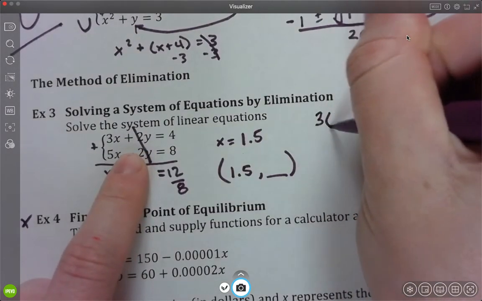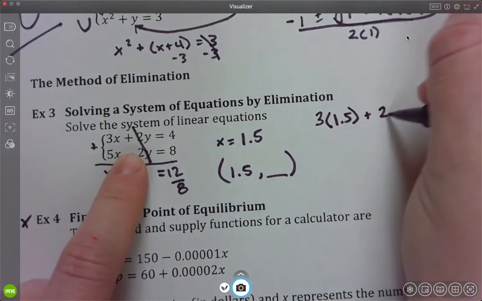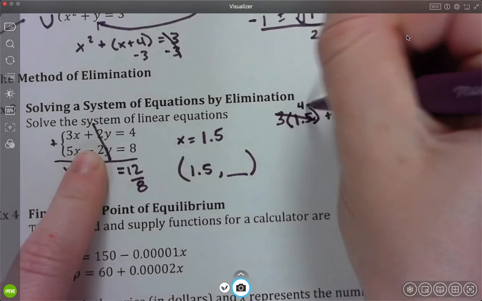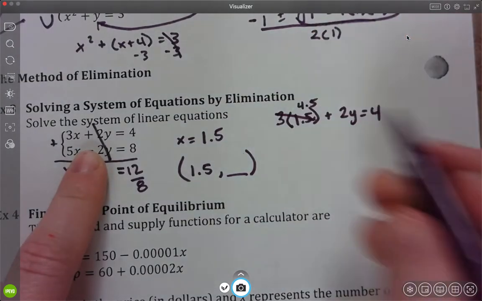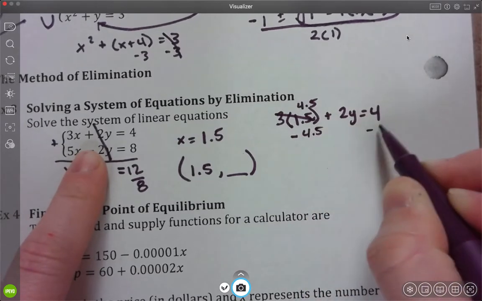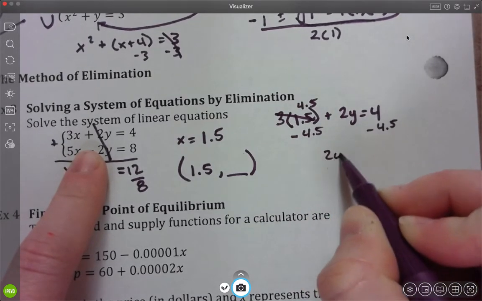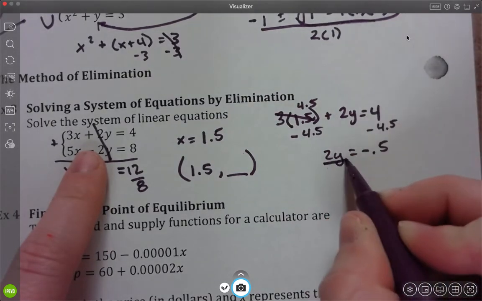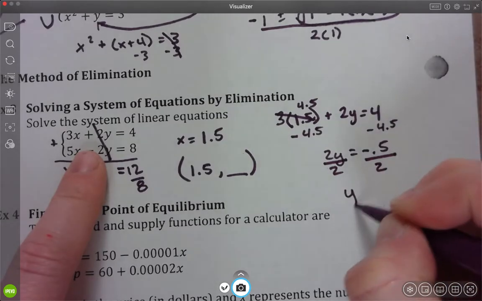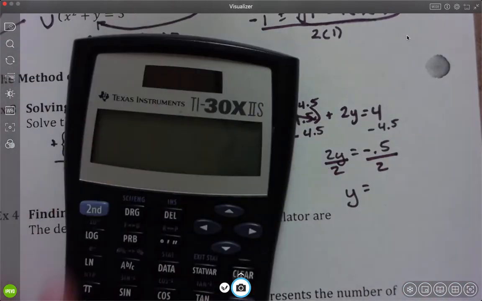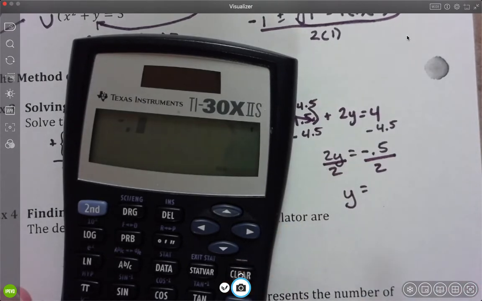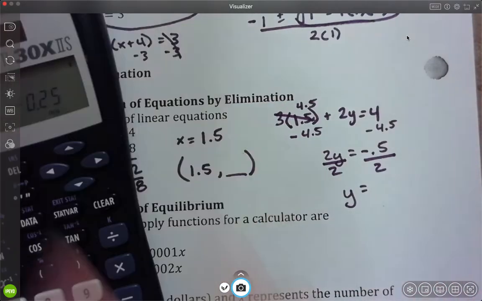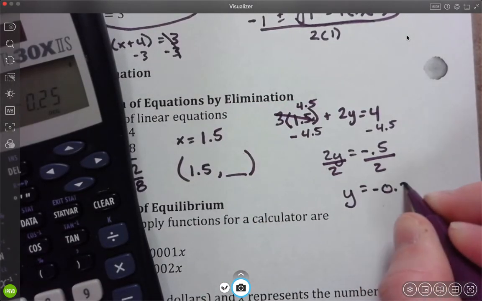3 times 1.5 plus 2y equals 4. And 3 times 1.5 is 4.5. Okay, so then when I subtract 4.5 from both sides, 2y will be equal to negative 0.5. And then I'm going to divide by 2. Oh boy. So negative 0.5 divided by 2. I'm just going to use a calculator. I should have left it as a decimal, or a fraction, but that's okay. Negative 0.5 divided by 2. I don't know why I needed the calculator to do that.